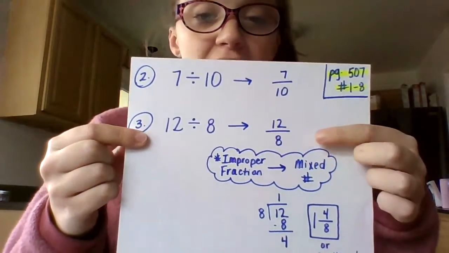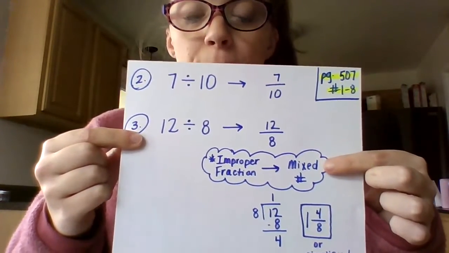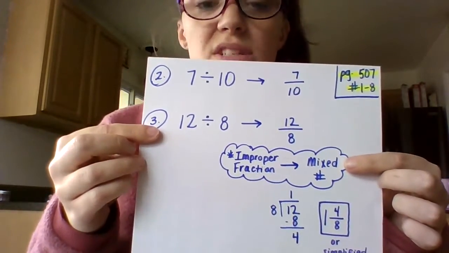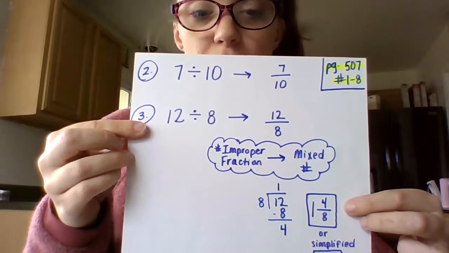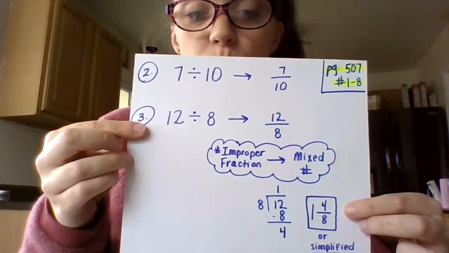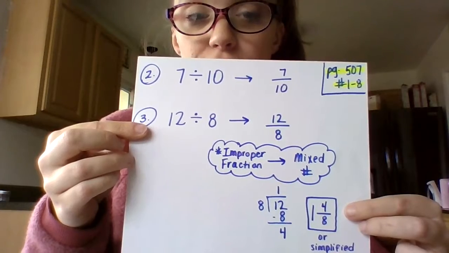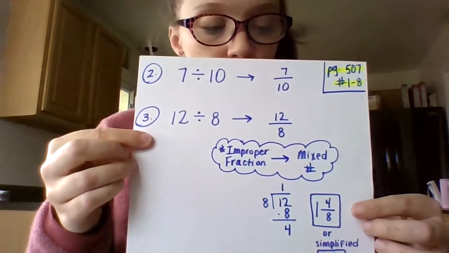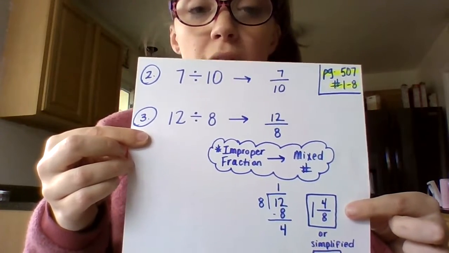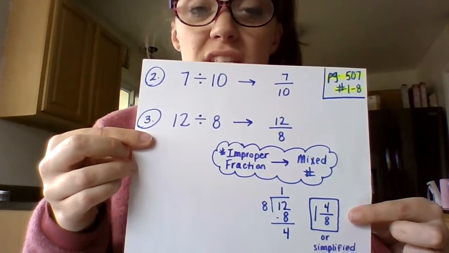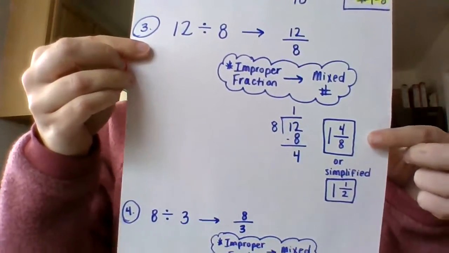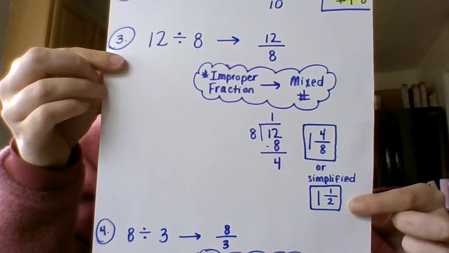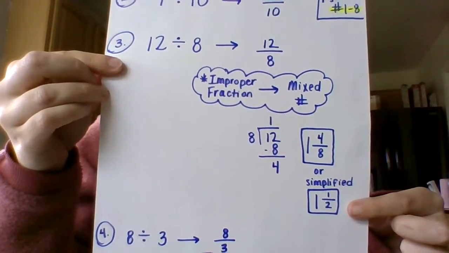All right, so the fraction is 12 eighths. That's an improper fraction. I want to turn it into a mixed number. So 12 divided by 8. I used long division. I did 8 times 1 is 8. The remainder is 4. So 12 divided by 8 is 1 4/8. Or for my scholars who are pushing themselves to put fractions into their simplest form, when you simplify, it would be 1 1/2 because the GCF is 4. The greatest common factor is 4.